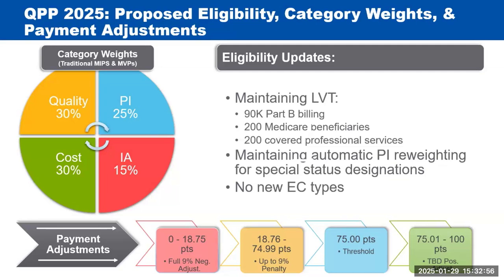So remember, for performance in 2025, you would actually see any type of positive or negative adjustment on your claims paid out in 2027. So it takes a little bit of time for that to get processed and go through.